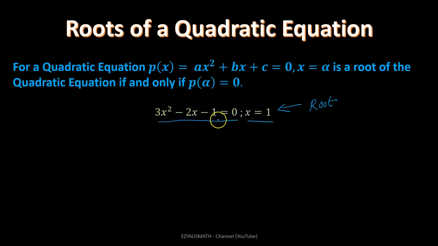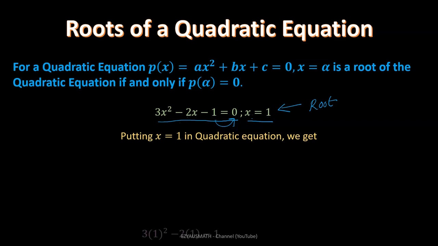Now what do you mean by satisfy? That means if you put x is equal to 1 in this expression on the left hand side, it will give you the right hand side. Let us see how. So let us put x equal to 1 in the quadratic equation. What will the quadratic equation look like? It will be 3 times 1 square minus 2 into 1 minus 1.